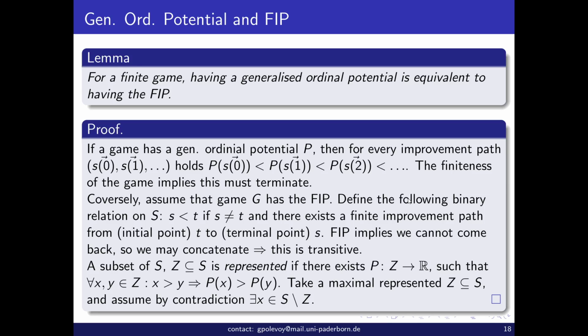Now, since the game is finite, the path has to eventually cycle on itself. And since the potential strictly increases, it cannot come back to itself. So this path has to be finite.